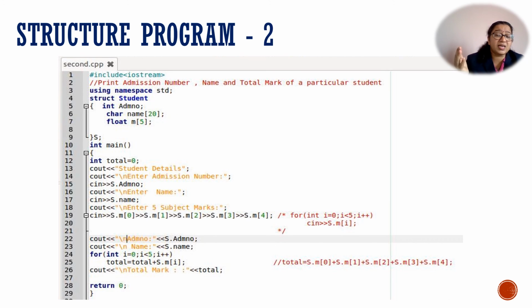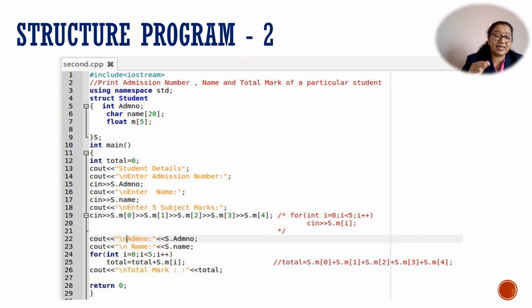So for loop, int i is equal to 0, i less than 5, i plus plus. Total is equal to total plus s.m of i. Total is 0 now. So the first time, m of 0th position's value will be assigned to total. The first element value will add to the 0 and be stored in the total. Now the first value is in the total.